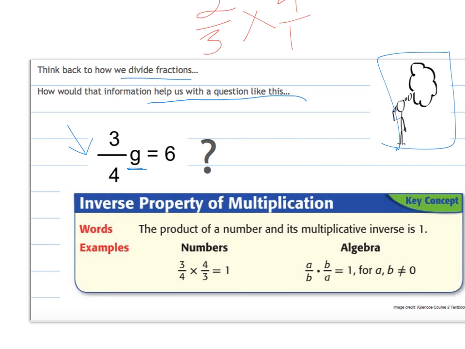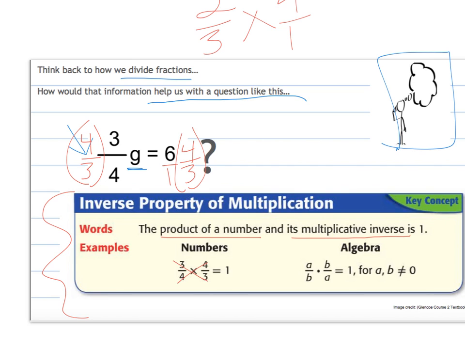Well, to undo multiplication, we know that we divide. So you have to remember that dividing fractions, if I divide this side, I divide by the reciprocal. I'd also divide this side by that same thing. So the inverse property of multiplication is that the product of a number and its multiplicative inverse is 1. So again, 3/4 times 4/3 is 1. They cancel. Or if you multiply across, 12 over 12 is the same as 1. So in algebra, that just means any number, A or B cannot be 0, would be the same thing.